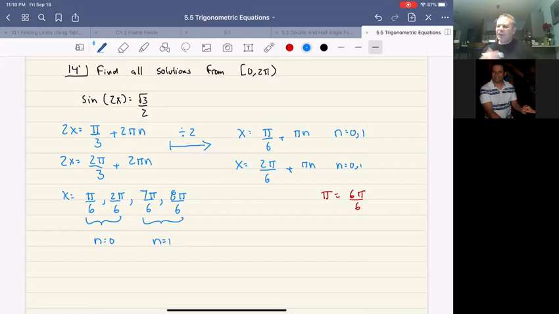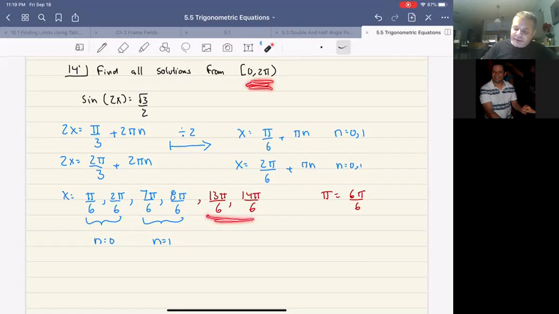What happens if I go one more? Let's try going one more. 7 plus 6 is 13 pi over 6, and the next one is 14 pi over 6. But those I wrote in red. Why? Because those are bigger than 2 pi. So we mark those off.